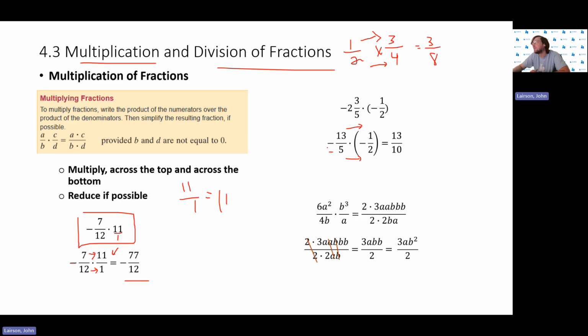Note that in this example here, the fractions are both negative. Two negative things being multiplied means that the answer is going to be positive. So that's why it's positive 13 over 10.